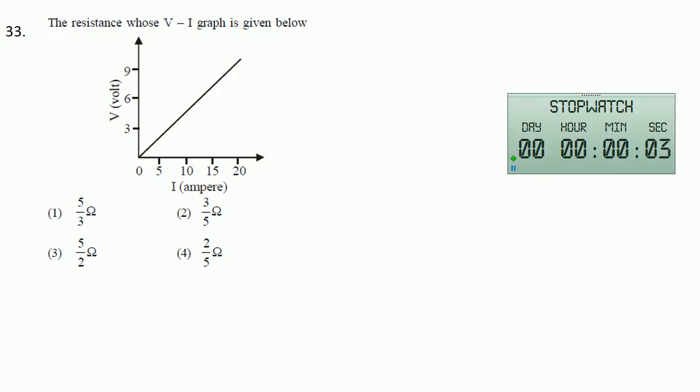Resistance whose VI graph is given below. What will happen? Easy question. Come on. Think over it. It's a graph question. Slope, slope. The slope of the graph gives the resistance. So here the graph is a VI graph, so the slope will give us the resistance.